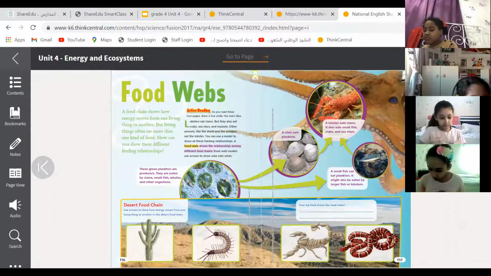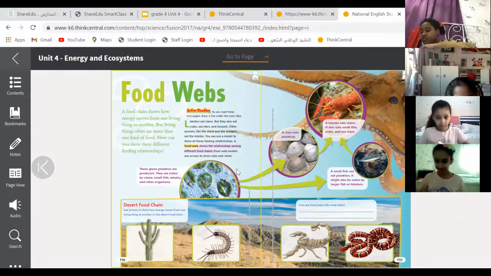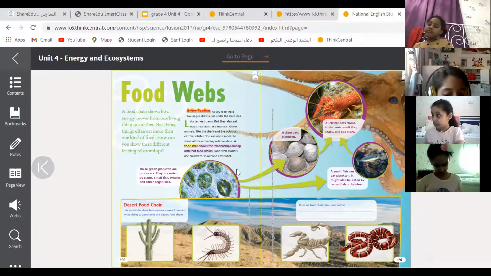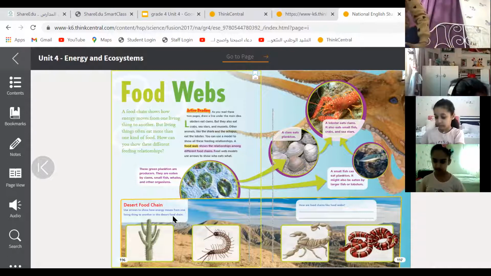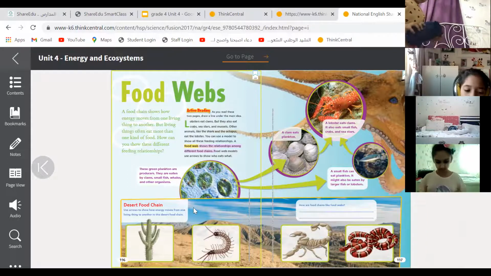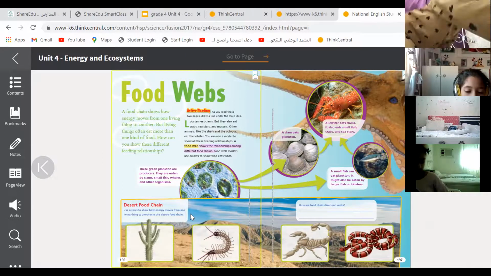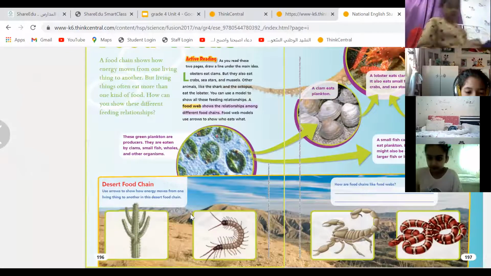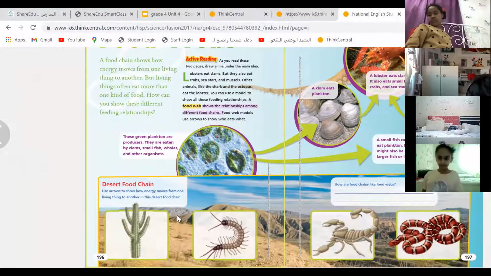Very good. Okay, but guys, we have something else. It's called a food web. A food web will show the relationships among different food chains. So how are food chains like food webs? They all have consumers and producers, and it also shows the relationship between them. Okay, now let's see the food chain of the desert. I want to use arrows to show how energy moves from one living thing to another.